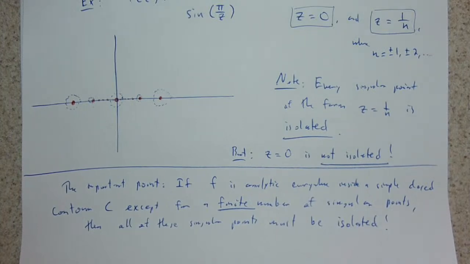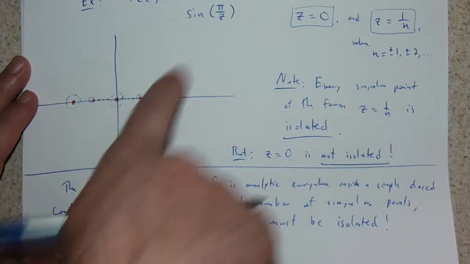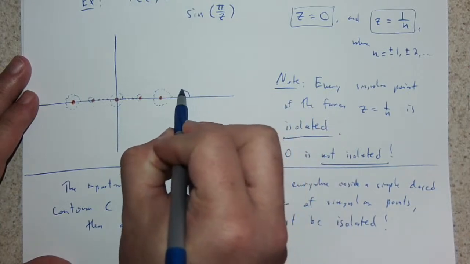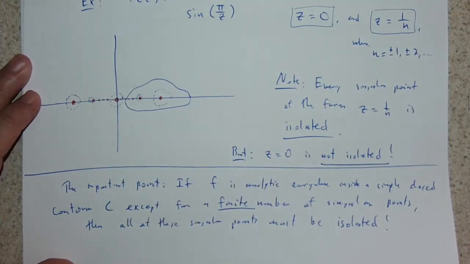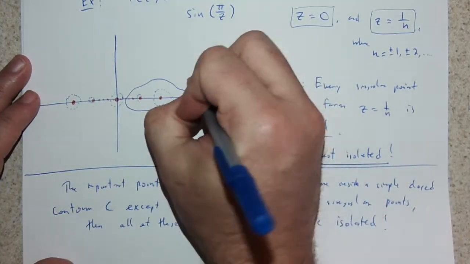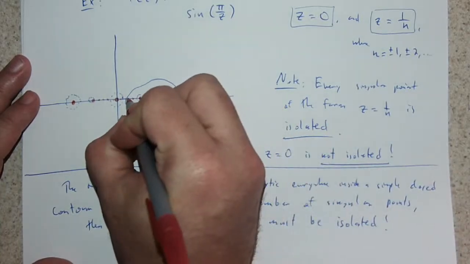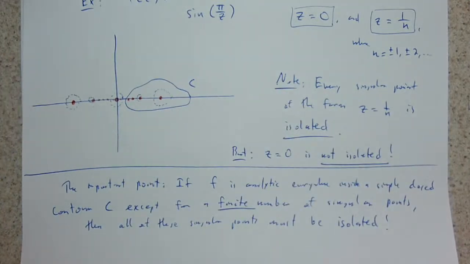To see a perfect example of what is going on here, look at this case. Take your simple closed contour to be this thing. If this is your simple closed contour C, then it contains a few of these singular points, so for instance, 4 of them, which is finitely many.